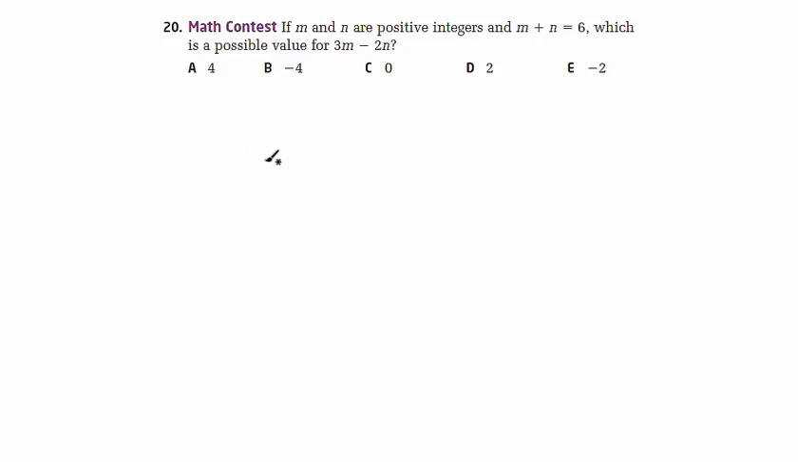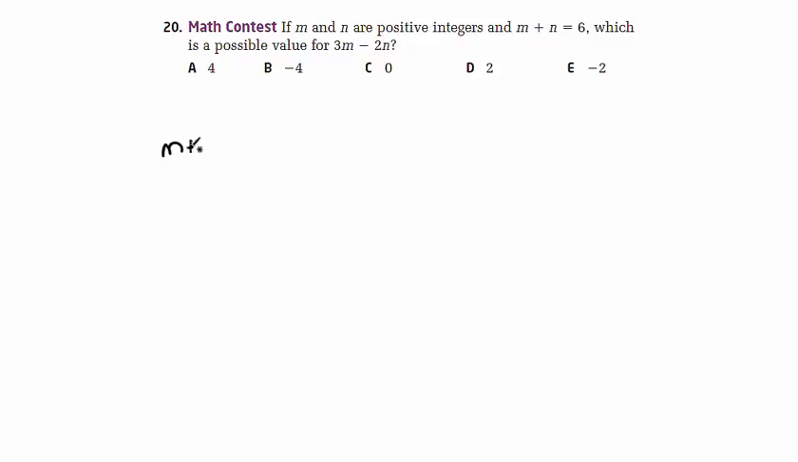Okay, for number 20, we are given a math contest question. And as mentioned, these questions are generally harder than the ones they give you from the standard textbook. So for 20, we have m and n that are positive integers, and m plus n equals 6. In these questions, it always helps when you write all your givens down.